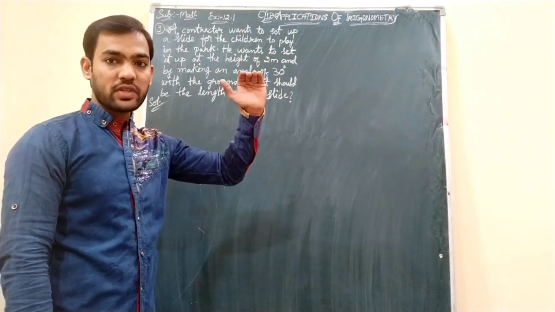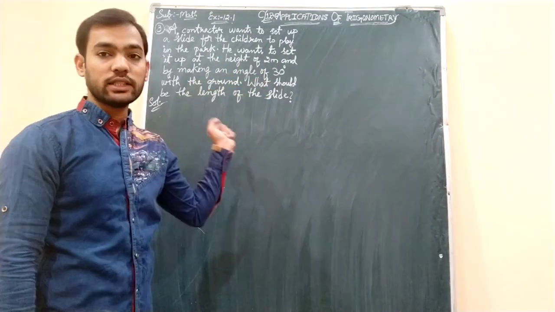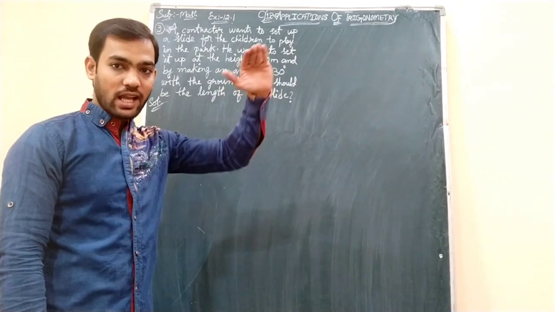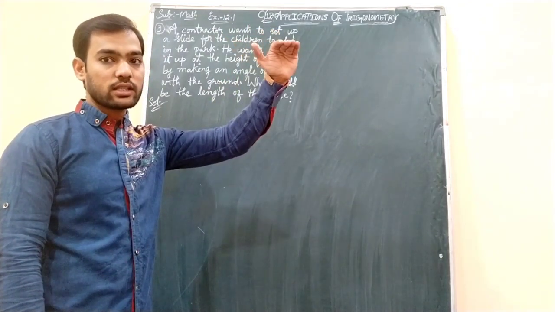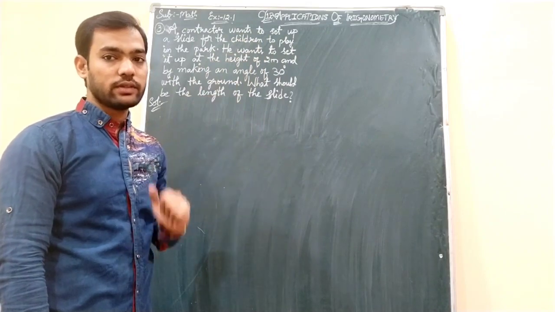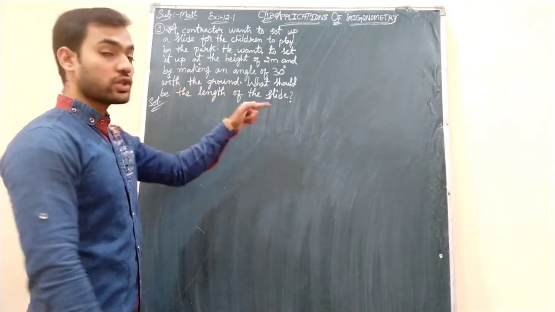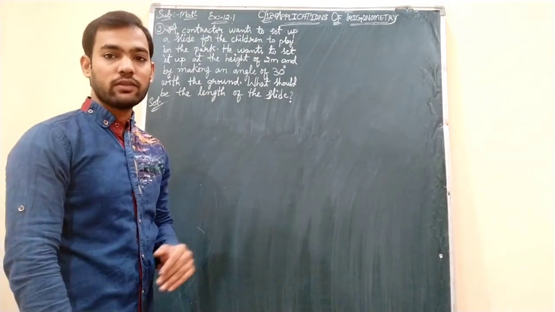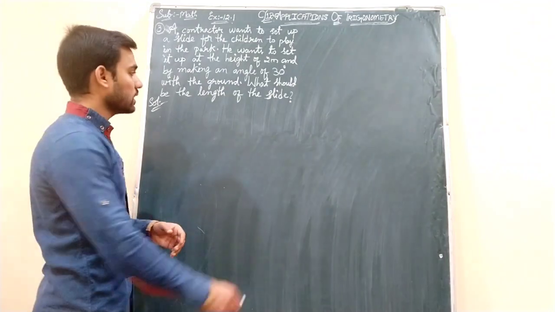He wants to set up that slide at a height of 2 meter and by making an angle 30 degree with the ground. And that slide should be at a height of 2 meter as well as that should make a 30 degree angle with the ground, he is saying. We need to calculate what should be the length of that particular slide. Okay students, so now see how to do this one.